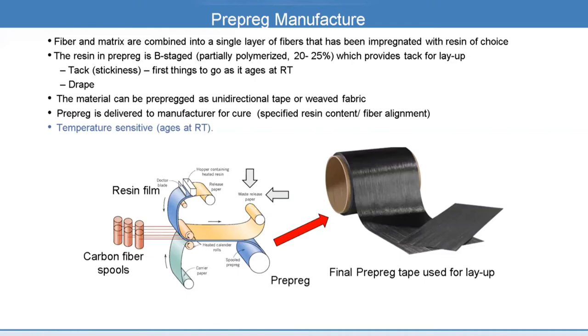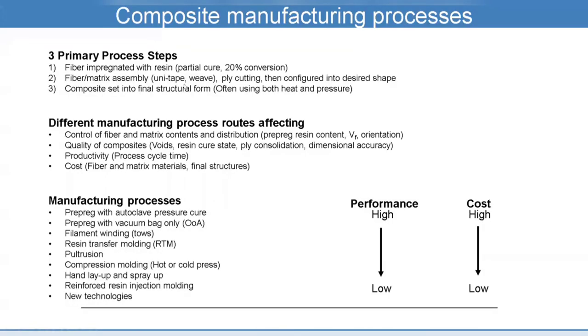The material can then be pre-pregged, and you can pre-preg as a unidirectional tape or a weave fabric. And then the pre-preg is delivered to the manufacturer for cure. It's going to have a specified resin content and fiber alignment. They can be temperature sensitive, so sometimes these prepregs are shipped at frozen, cold temperatures to maintain the overall health of the resin primarily.